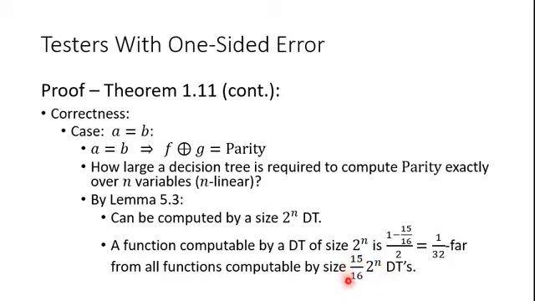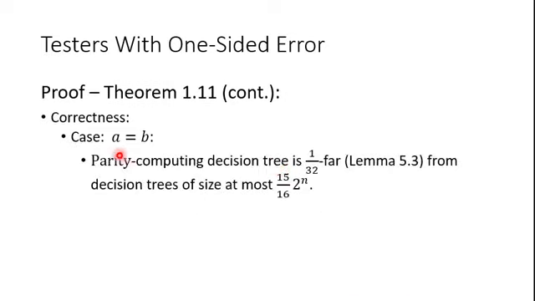Notice that instead of alpha, we put 15 divided by 16 in these two cases, and we get that a function computable by a decision tree of size 2^n is 1 over 32 far from all functions computable by size 15 divided by 16 times 2^n decision trees. So before we move on to the next case, to conclude the case where a equals b: f XOR g is parity, and we know that a parity-computing decision tree is 1 over 32 far from decision trees of size at most 15 divided by 16 times 2^n.